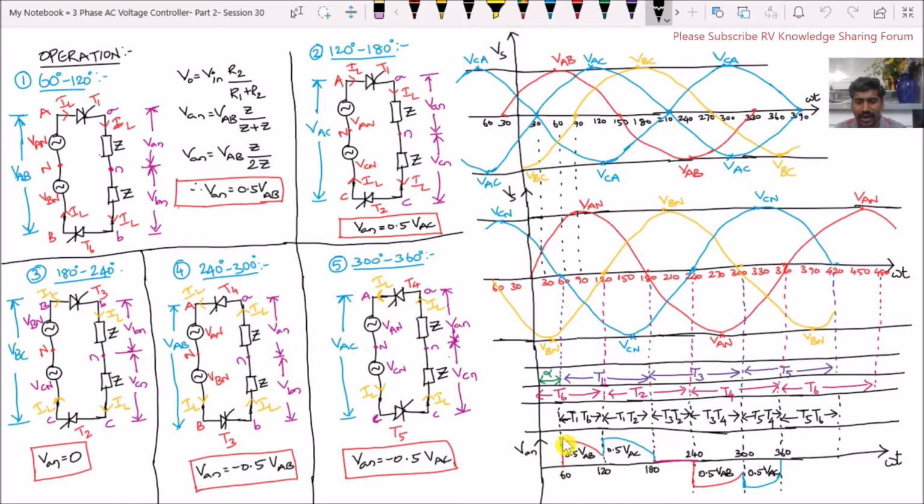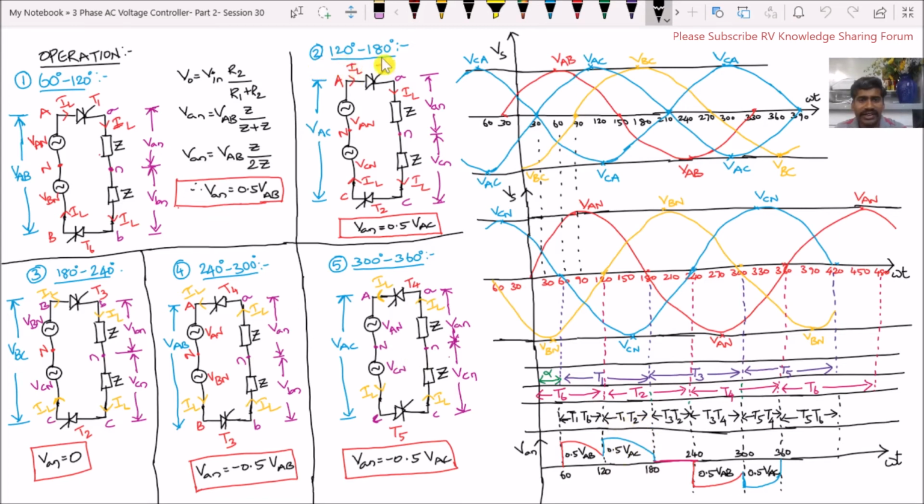See, 0.5 VAB. This 0.5 VAB is the trace of this one. And similarly, from 120 degrees to 180 degrees, the thyristors T1 and T2 are conducting. So for this, let us refer to circuit 2.